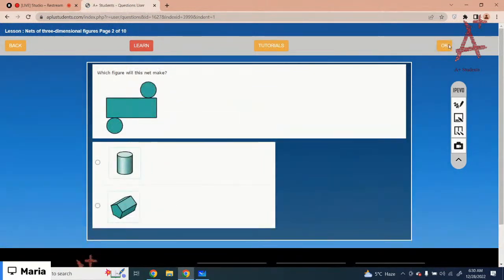Okay, which figure will make this net? So which option is the correct one? The first one or the second one? It would be the first option. Got it? If you match the shape, here you have a pentagon and here you have a square, so the first one is the correct option.